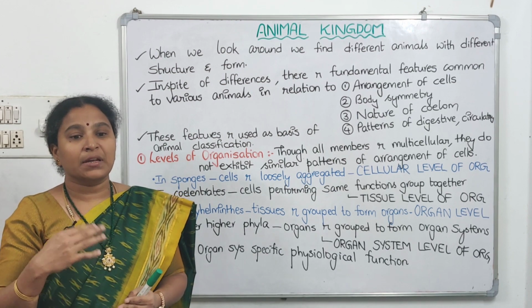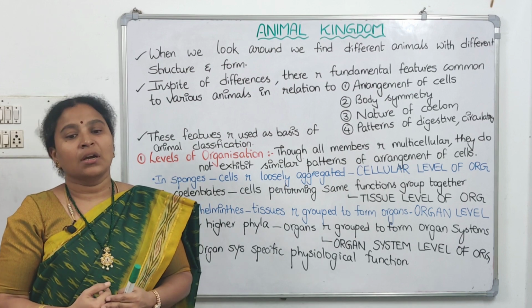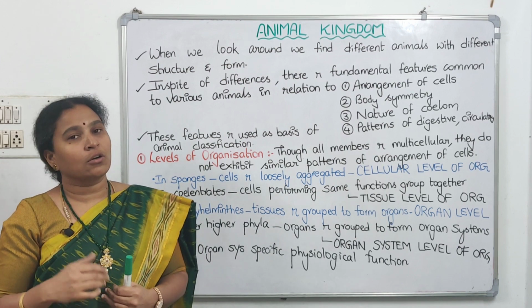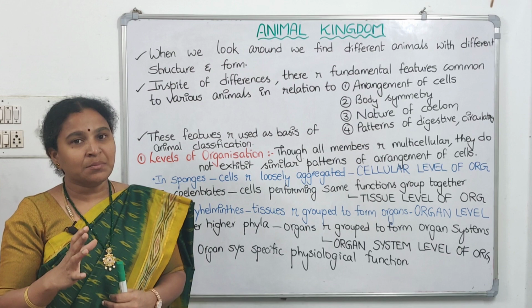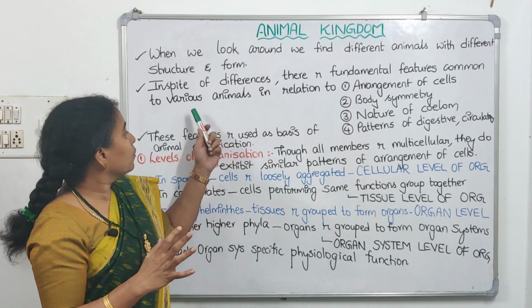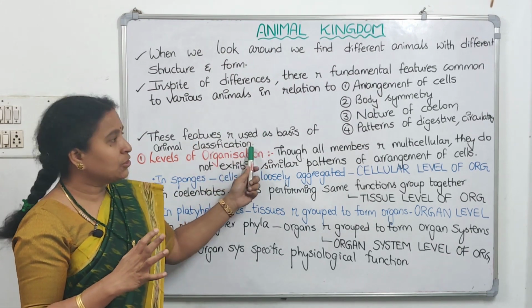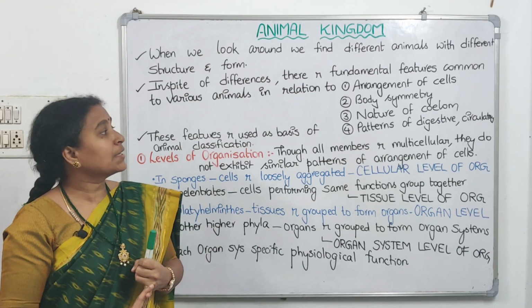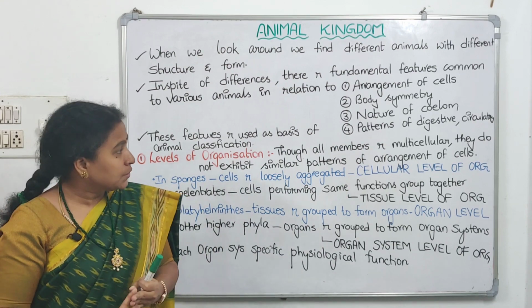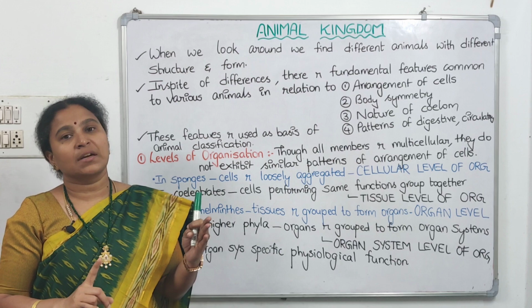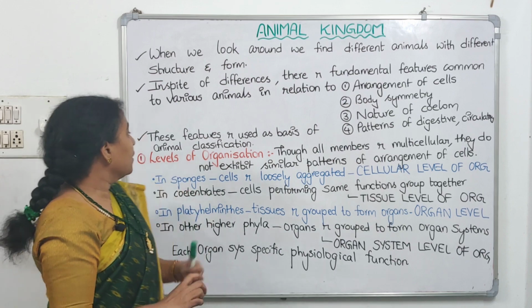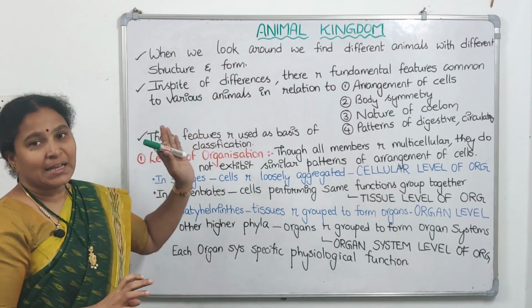Next one is whether it has segmentation or not, and whether it has notochord or not. All these are the points. So there are some similarities which we are going to use in classification. One is the arrangement of cells, second is the body symmetry, nature of coelom, and the patterns of digestive, circulatory and reproductive systems. Now we are using them to do the animal classification.